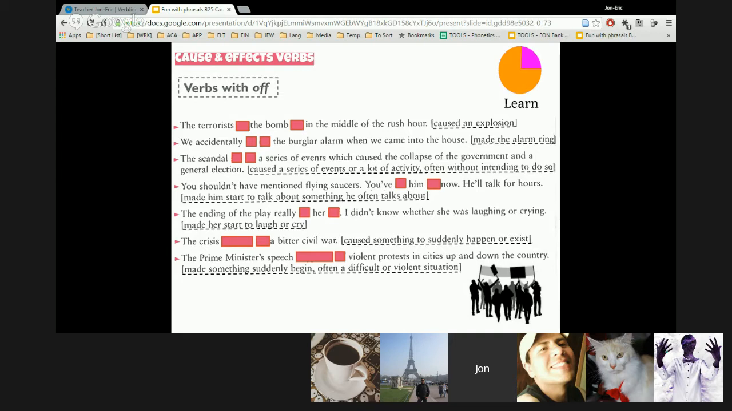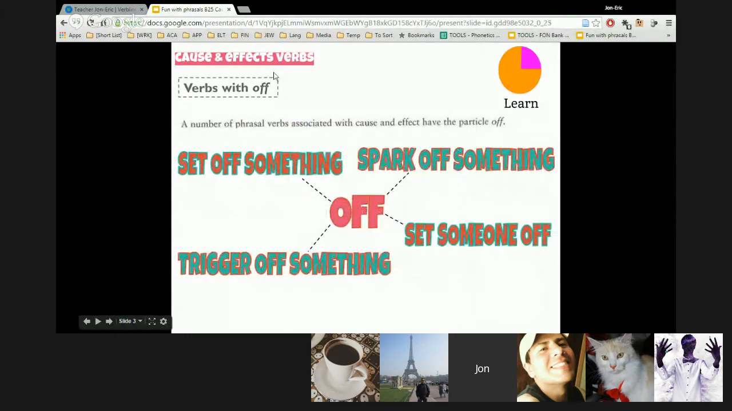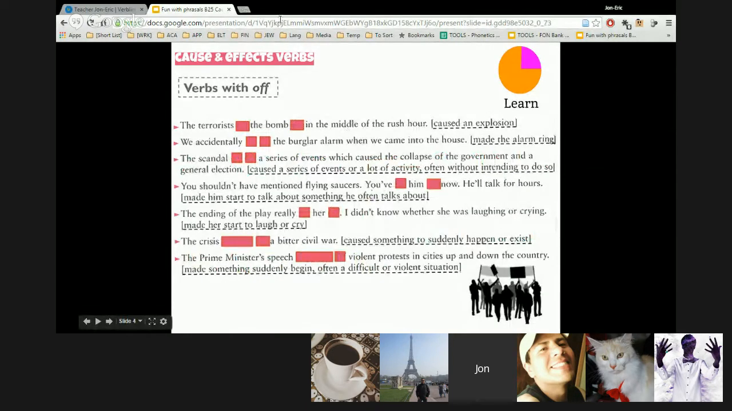So now we're on to V for the crisis. The crisis sparked off a bitter civil war. Sounds good to me, so we'll go with that. Why did the crisis set off a bitter civil war?